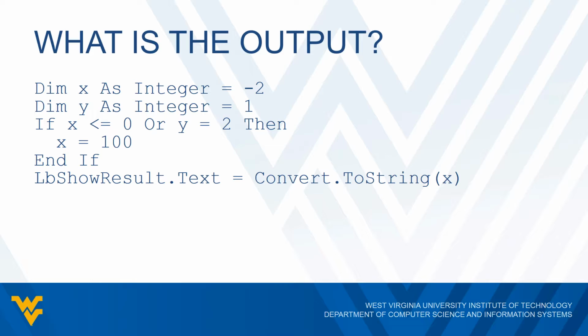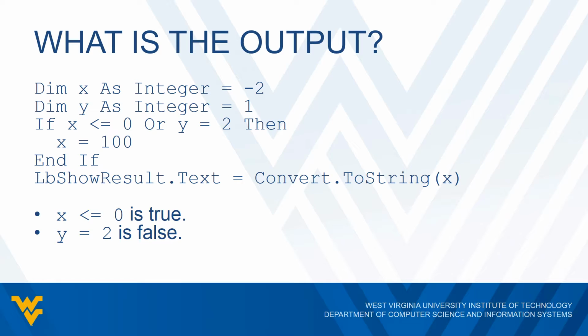So we need to check the conditions to see if they're true or false. So let's start with x less than or equal to 0. Since x is -2, x less than or equal to 0 is going to be true. And since it's an or statement, we know it's going to be true, but let's just follow the execution order. We would check y equals 2.